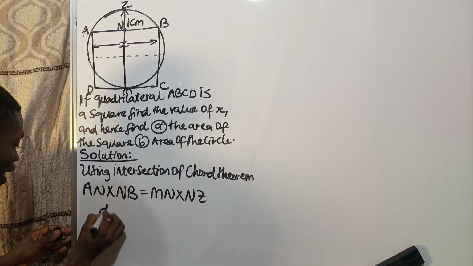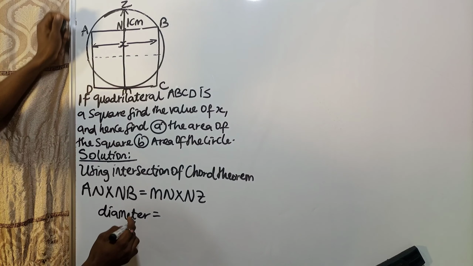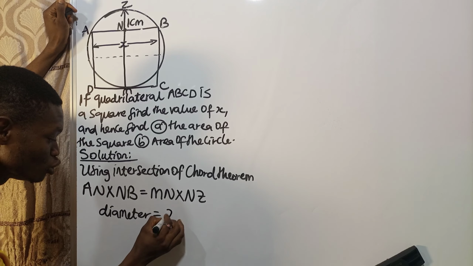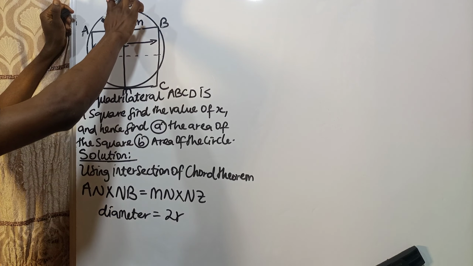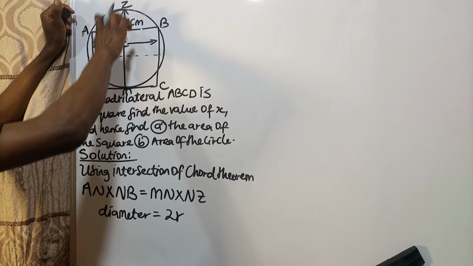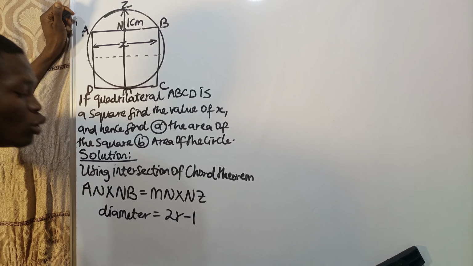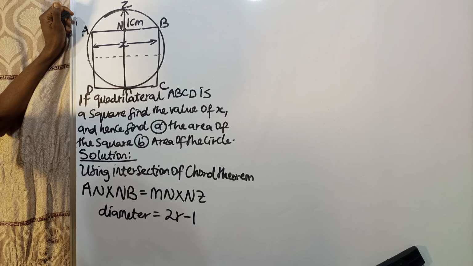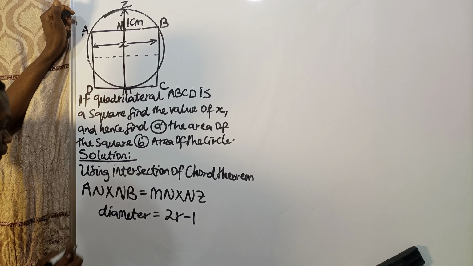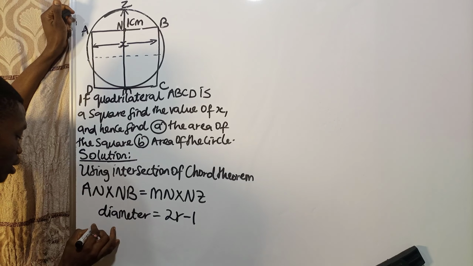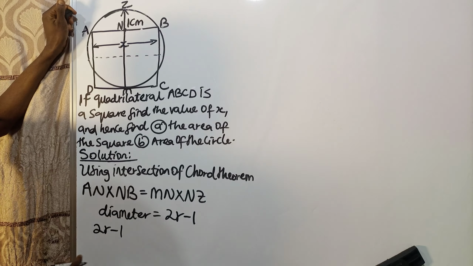So we can find our diameter immediately. Diameter is equal to 2 times the radius. As you can see, on the diameter MZ, we have NZ to be 1. So we are going to have 2R minus 1, because there is already an existing value there. So AN will now be half of 2R minus 1.